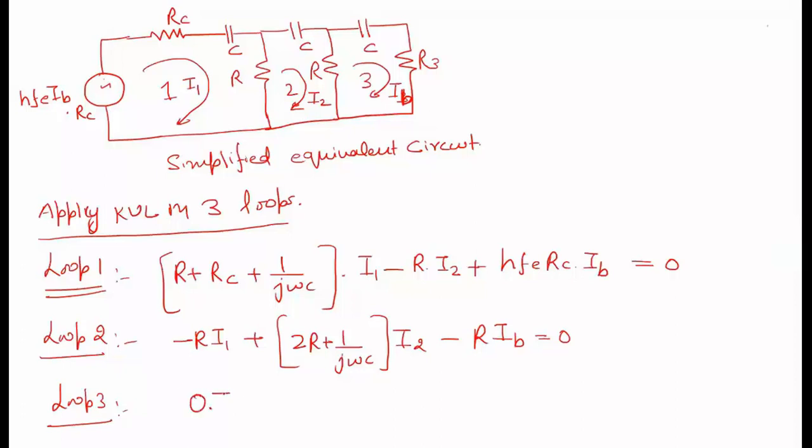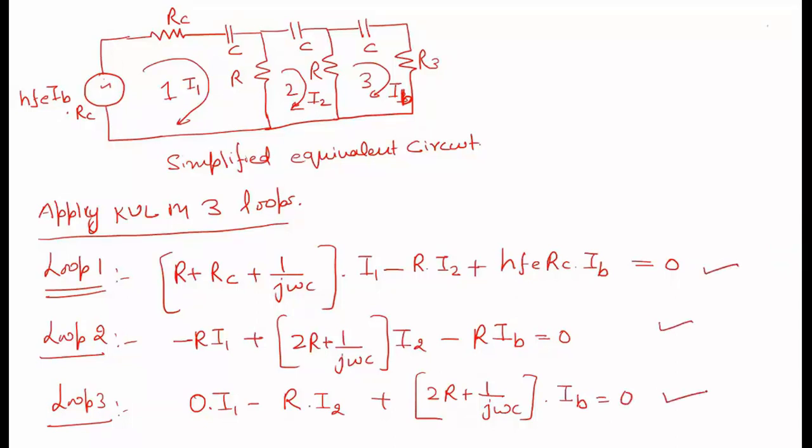Similarly for loop 3, there is no I1 current, so we can write 0 into I1 minus R into I2 plus 2R plus 1 upon j omega C into IB equal to 0. So we have three different expressions for the three loops.